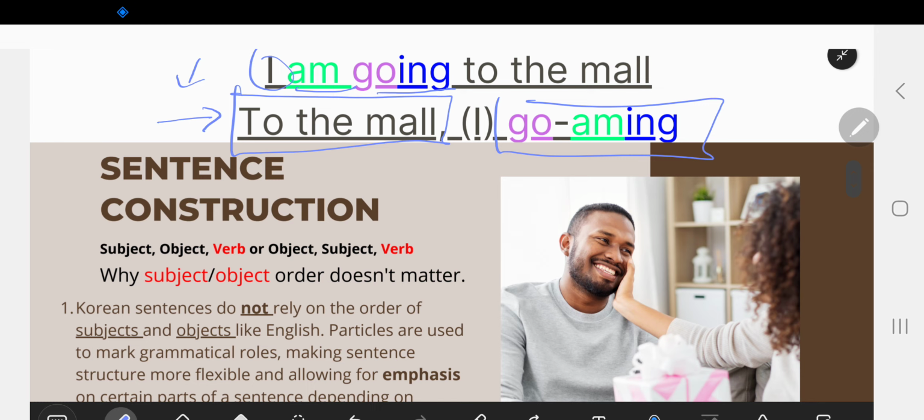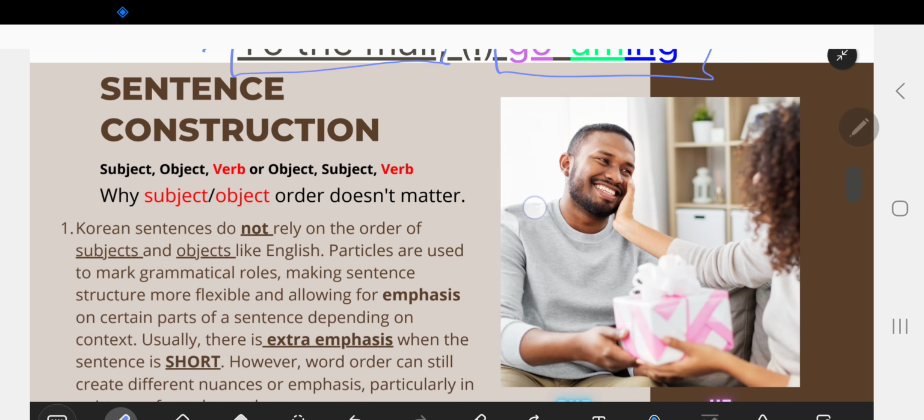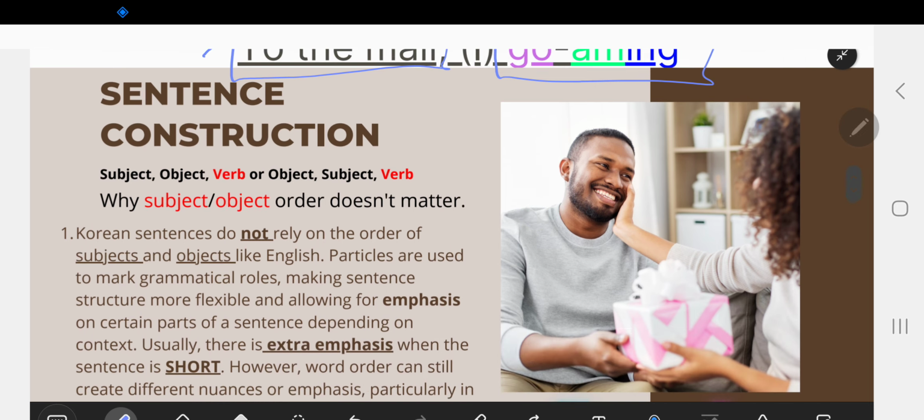Now, we haven't learned much Korean yet. We're just going over sentence structure, so you don't need to understand what I'm saying. I just wanted you to know the parts of which I was talking about.